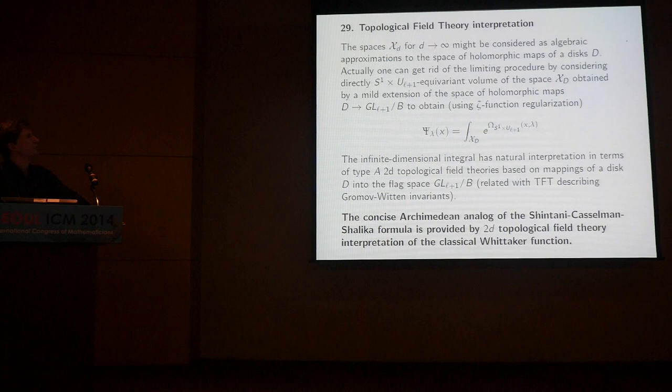And indeed, if we take, for example, P1 to P1, we have a degree of this map. But when we take the degree to infinity, we should have something which doesn't have a topological characterization. It's natural that it's a disk. But it can be made quite precise. So actually one can get rid of the limiting procedure by considering directly the equivariant volume of the space of maps of the disk to the flux space.